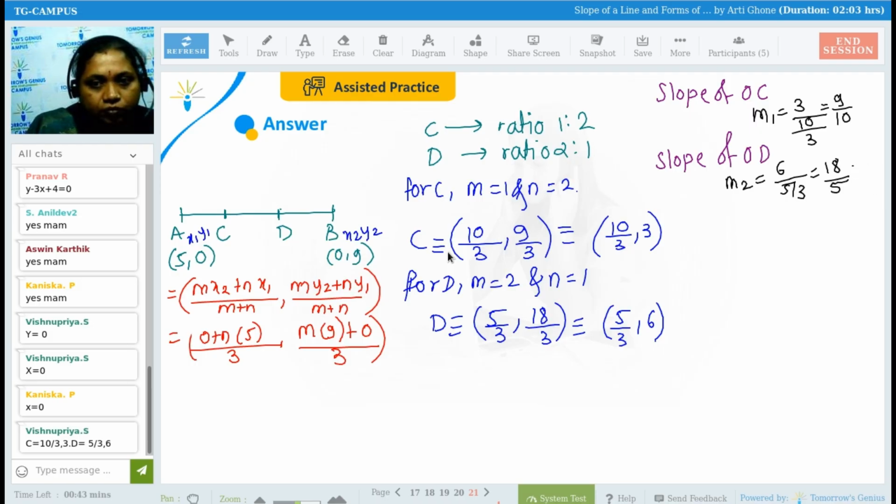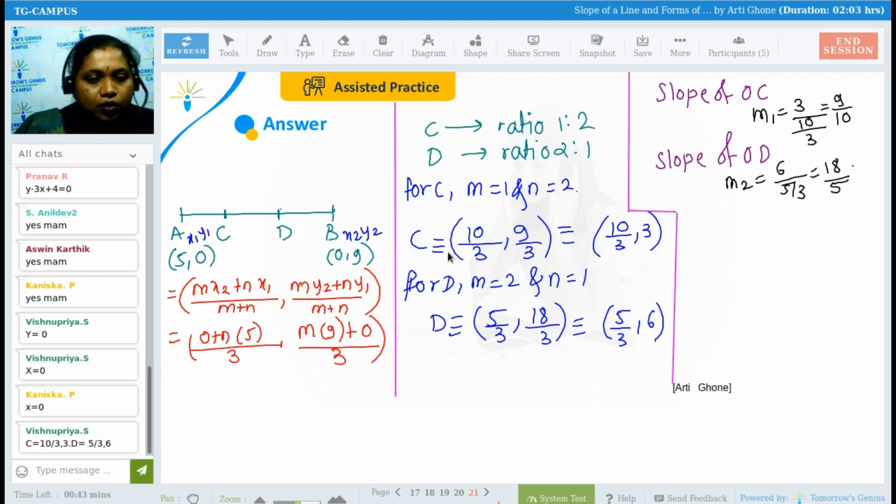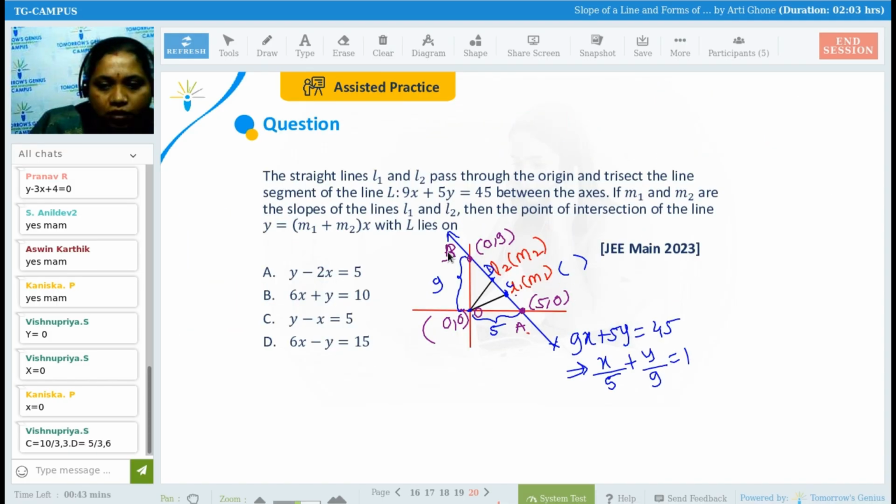Got it? Clear? Is there anything you missed for this solution up to this step? Slope of OC and slope of OD are cleared? Okay. Now, understand the question.